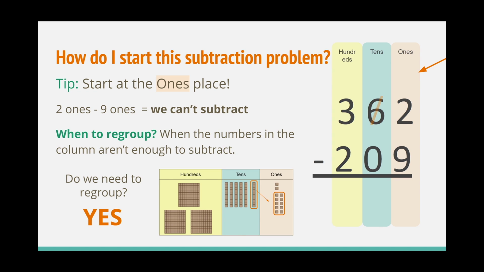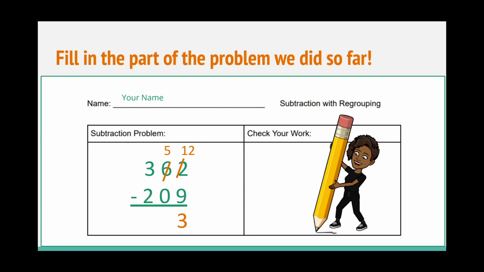So we need to go next door and get one 10 stick, or get one more. So the 6 becomes a 5 and our 2 becomes 12. So now that we have enough ones, we can subtract. 12 ones minus 9 ones equals 3 ones. Now I want you to do this on your paper. You're regrouping from the tens place. So we took 1 from the 6 and that becomes a 5. And that 2 becomes a 12. And then we can subtract. 12 minus 9 is 3.